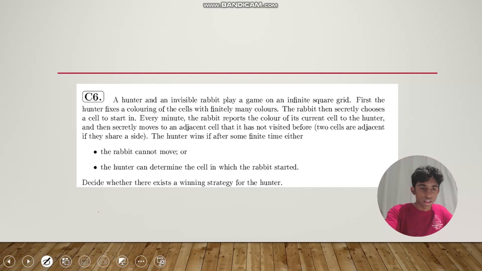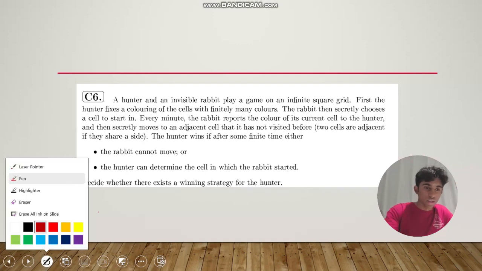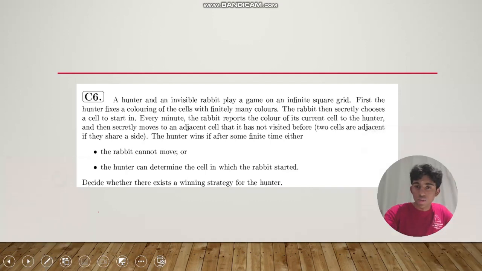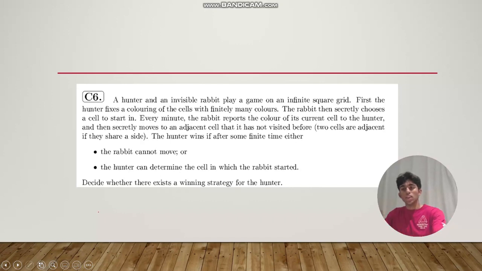Remember how the statement said we're playing on an infinite. Oh my days. We are playing on an infinite. Come on. Square grid. Okay, this is not working. We're playing on an infinite square grid.